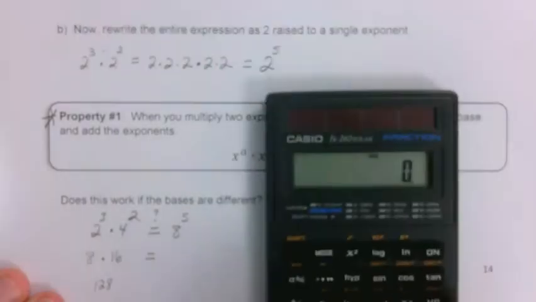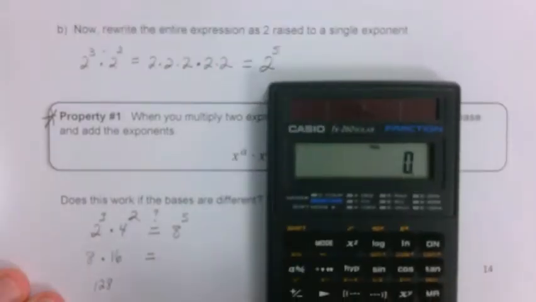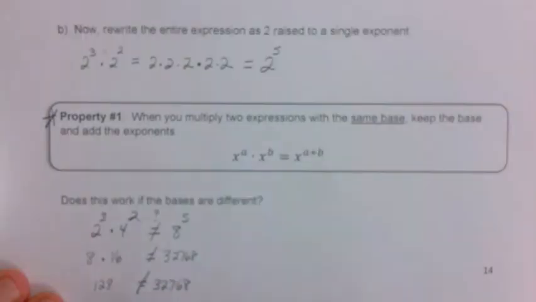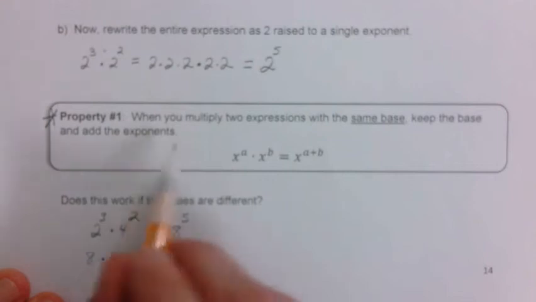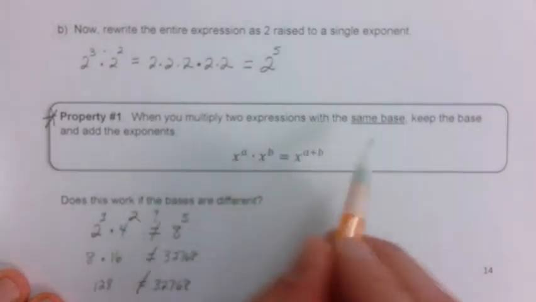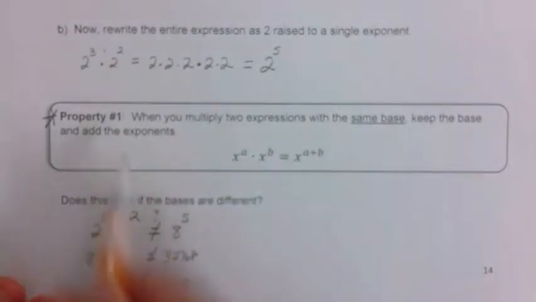Well, let's check it out on our calculator. 8, I'm going to raise it to the fifth power. And notice I get 32,768. Very clearly, these two numbers are not equal to each other. So no, this does not work if the bases are different. So again, when you multiply two expressions with the same base, keep that base and add the exponents.